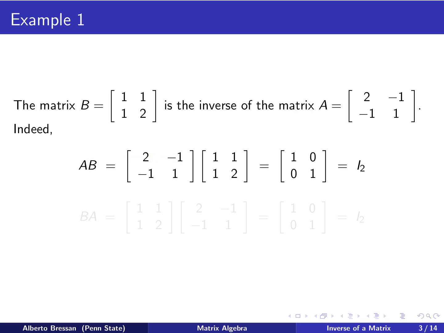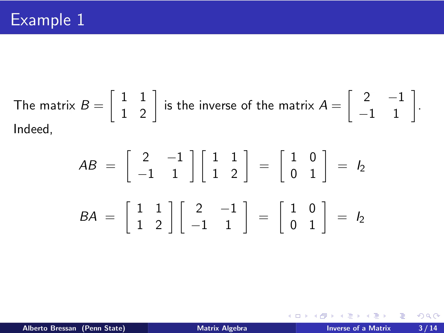First row, first column: 2 minus 1, you get 1. Then first row, second column: 2 minus 2, you get 0. Then second row, first column: negative 1 plus 1, 0. And then second row, second column: negative 1 plus 2, which is 1. And we see that this is the identity matrix of size 2, so I2.